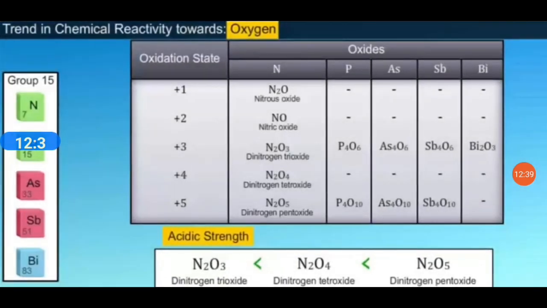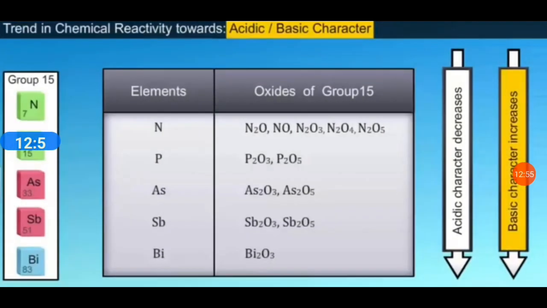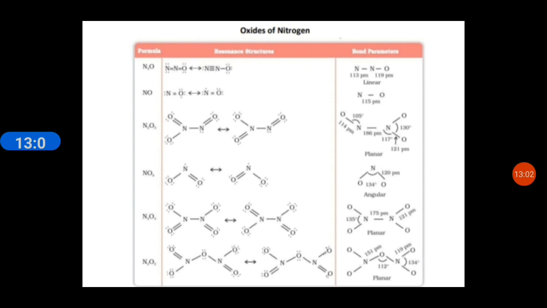Then chemical reactivity towards oxygen. It forms different oxides, and as the number of oxygens increases in these oxides, the acidic strength increases. Acidic character of oxides decreases down the group. Here are the resonating structures of different oxides of nitrogen. Some of these dimerize due to presence of an odd electron, like NO2 dimerizes to form N2O4.